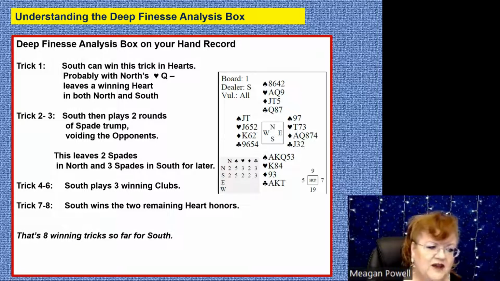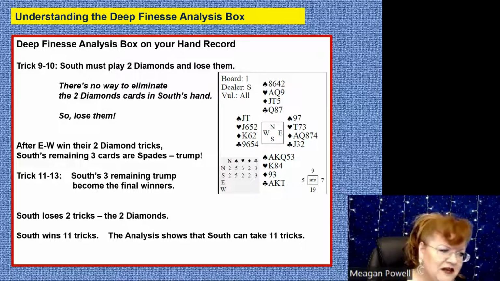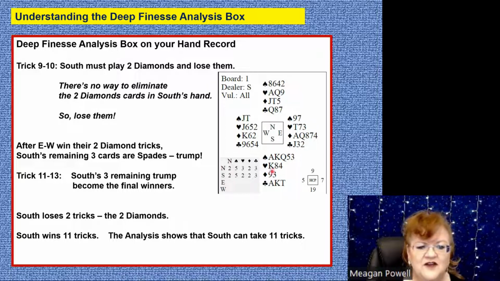But what would you do next after you took your clubs and your hearts? If you knew that you had those 3 remaining trump left, you could just take them now if you wanted to. I like to hang on to my trump. That's just me. I look at the diamonds and I look in South's hand.